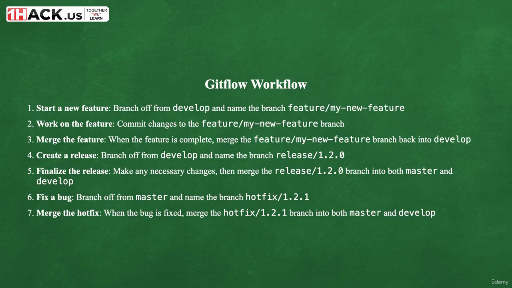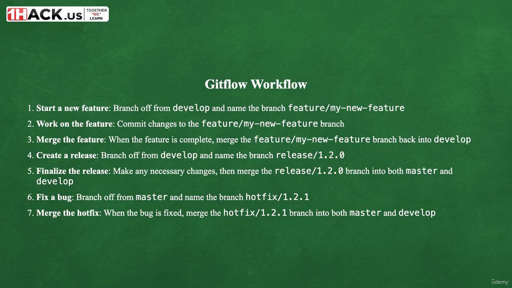2. Work on the feature. As you work on the feature, you'll commit your changes to the feature/my-new-feature branch. 3. Merge the feature. Once the feature is complete, you'll merge the feature/my-new-feature branch back into the develop branch. 4. Create a release. When it's time to create a new release, you'll branch off from the develop branch and name the new branch release/1.2.0. This release branch is where you'll finalize the release.